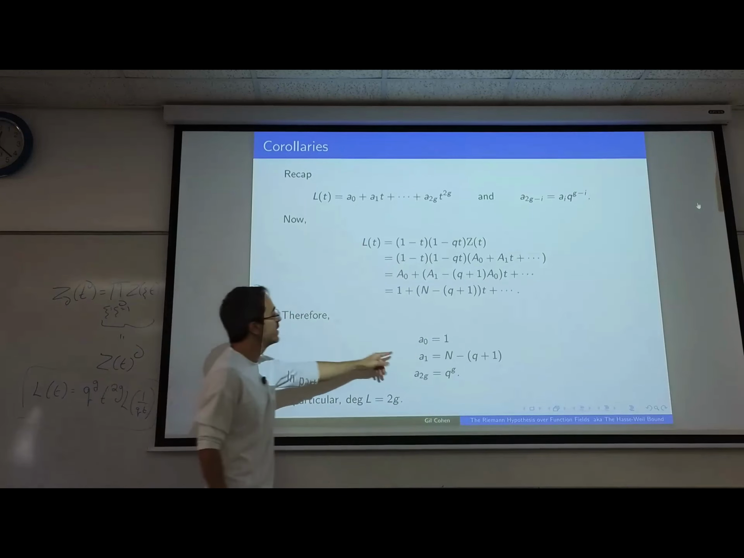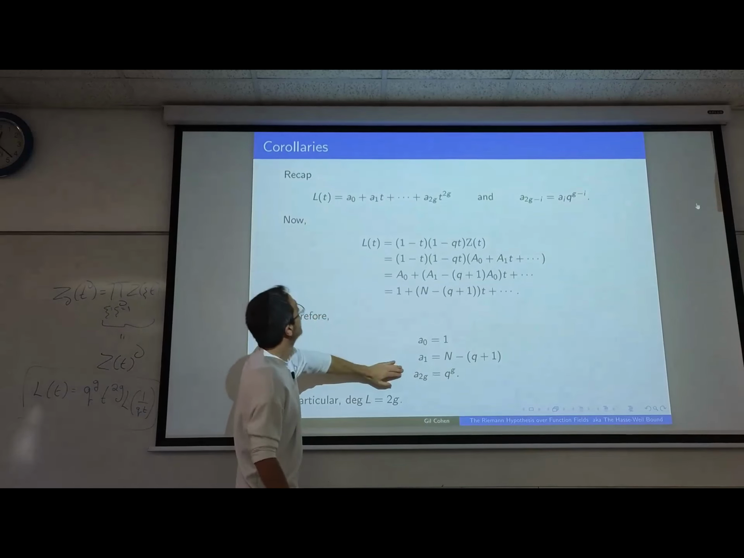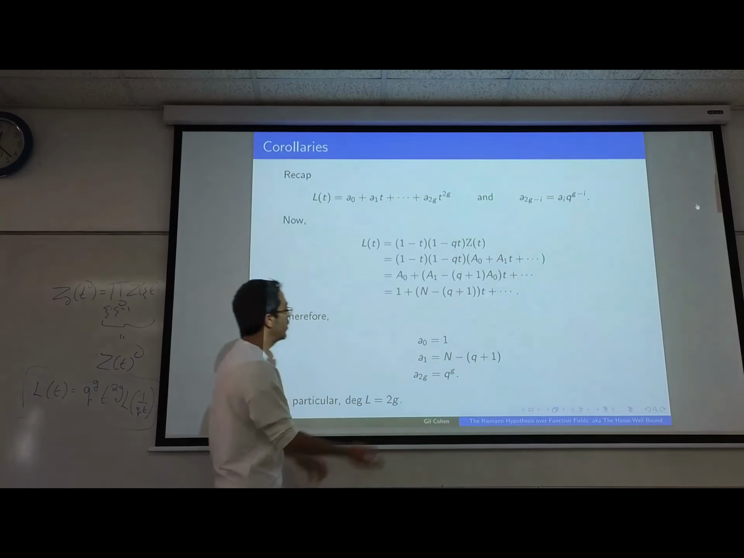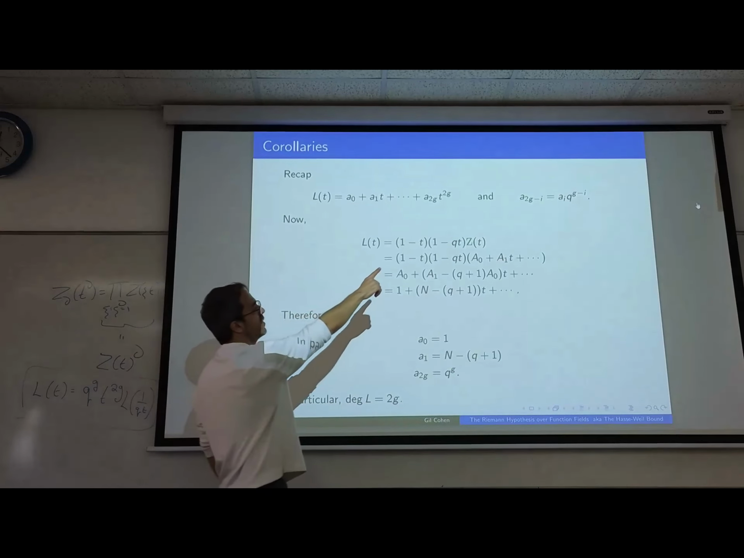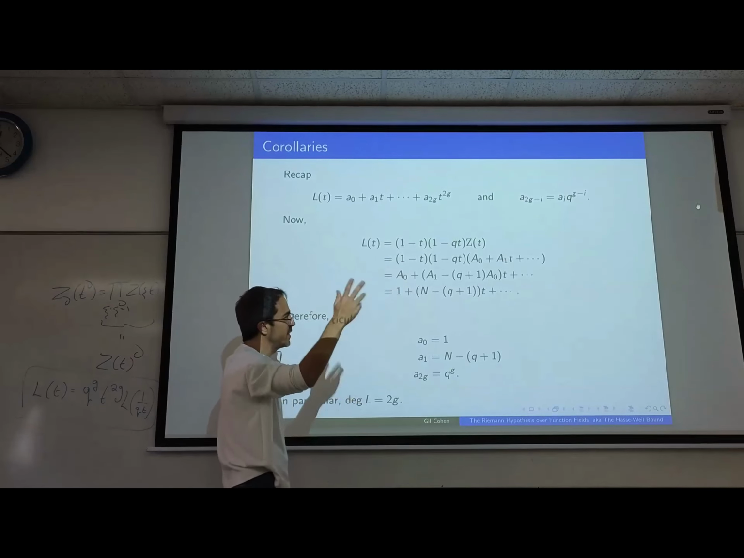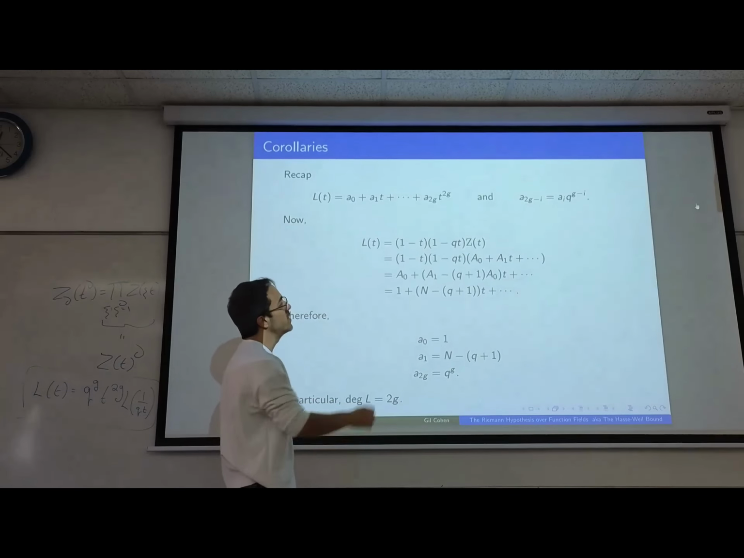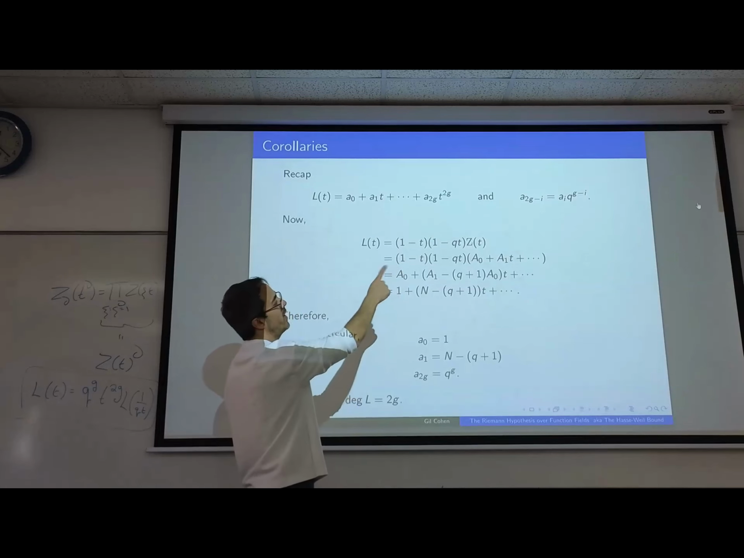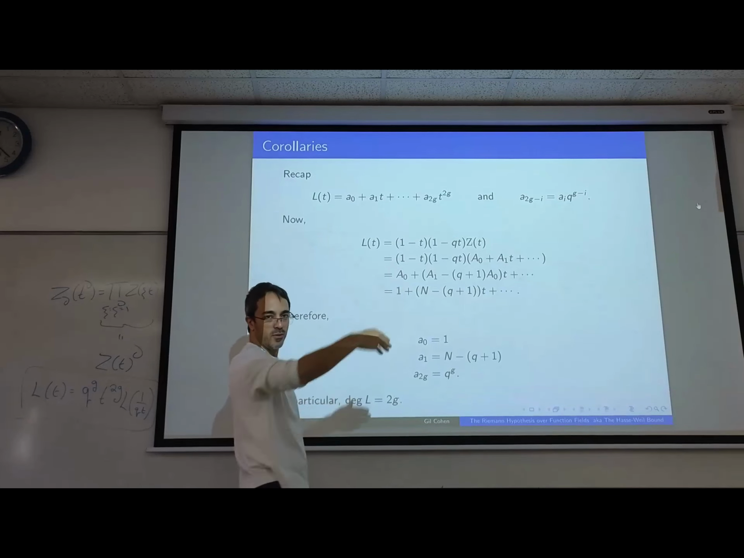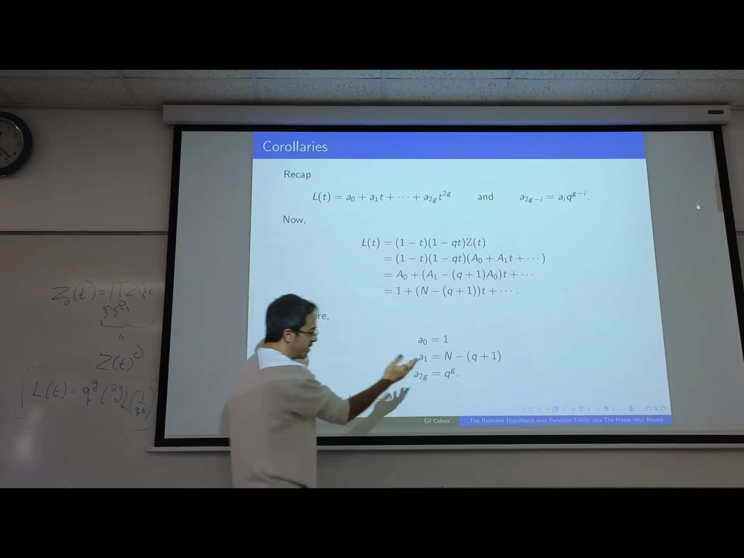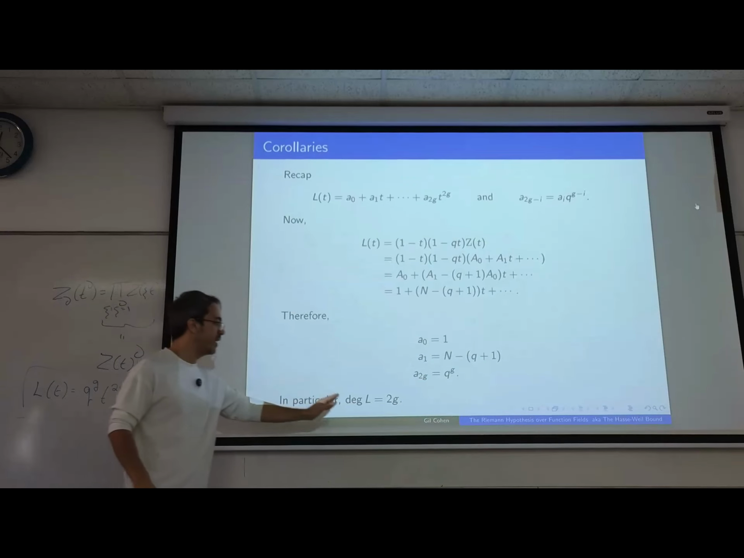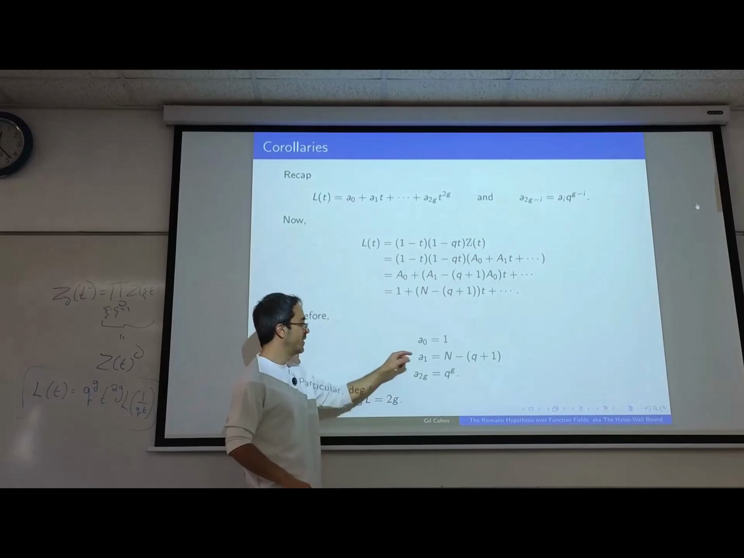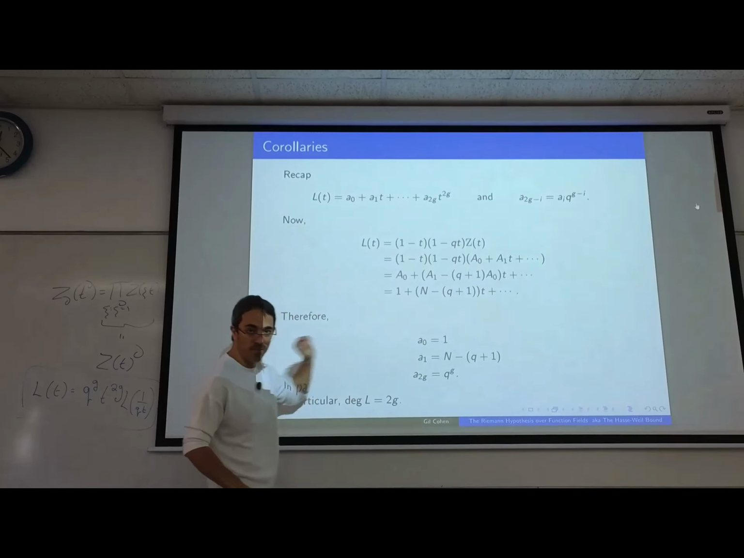Good, so A0 is just 1, but A1, the coefficient of the linear part of t, is very interesting. Because of the relation that we have, you can also easily extract the largest and second largest coefficients. The largest one is going to be q to the g, because A0 is 1. So A2g is going to be 1 times q to the g minus 0. In particular, it's going to be a degree 2g polynomial, but you could have seen it before if you want. And this is the most interesting part of it, the A1.